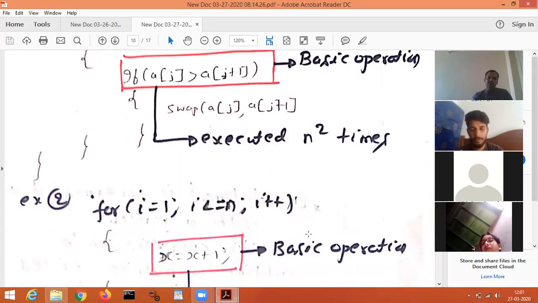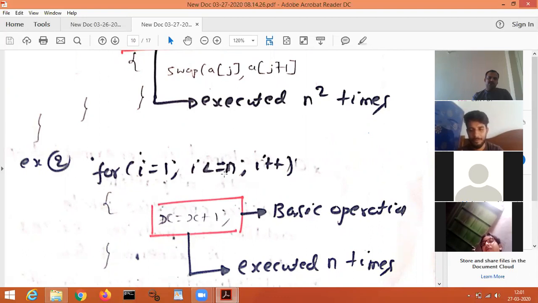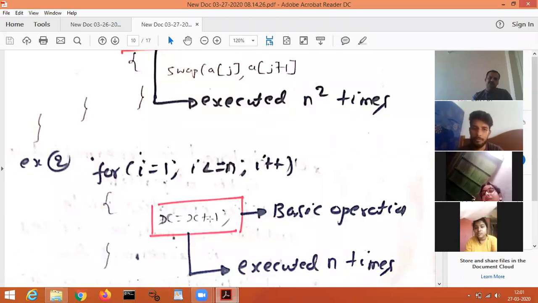Now let's take one more basic operation. For i equal to 1, i less than or equal to n, i plus plus. How many times will this statement be executed? n times. If i is equal to 3, this statement will be executed 3 times. If i is equal to 100, it will be executed 100 times. If i is equal to n, it will be executed n times. That's why I can say this is the basic operation.